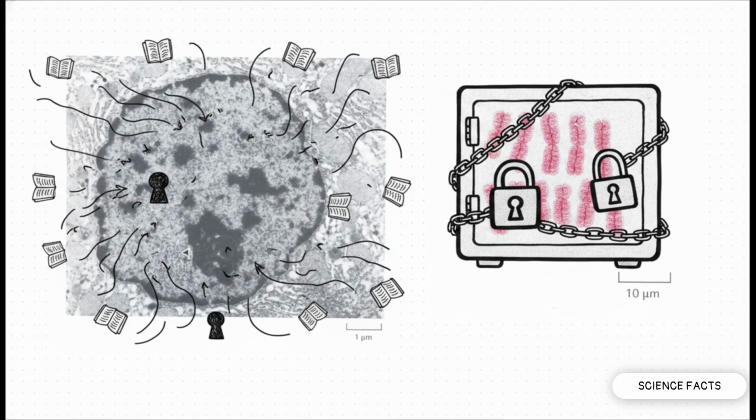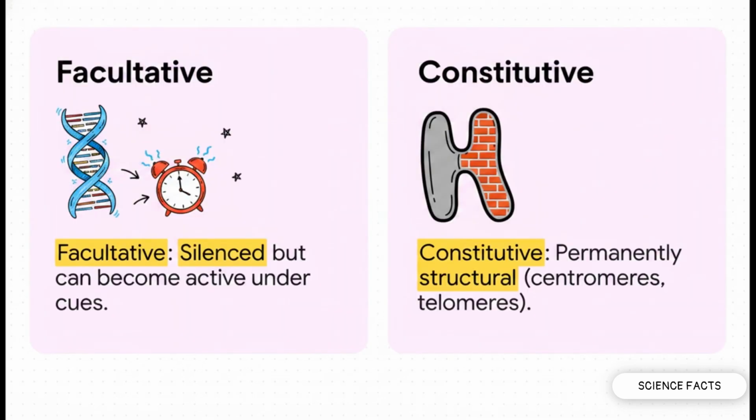But on the right, look at those stained metaphase chromosomes. They are solid, highly distinct bodies of heterochromatin. Everything is locked tightly in the safe for safe transport during division. No reading is happening here. But wait, it gets a bit more nuanced.